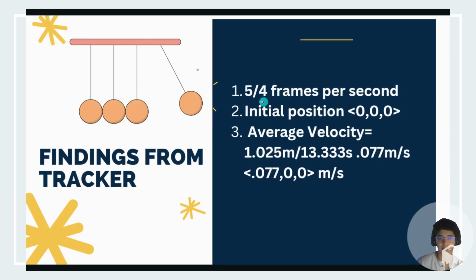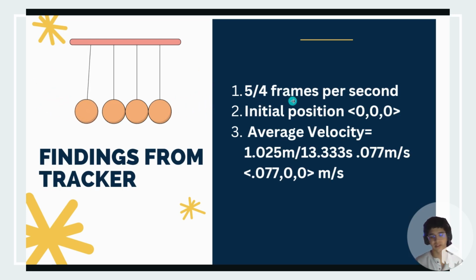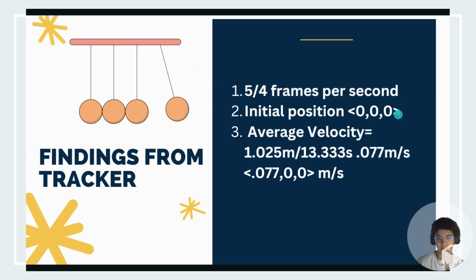So here are some findings from Tracker. We set it to 5/4 frames per second, just so that it'd be easier to select the center of mass from the marker each frame. We set the initial position to be the vector 0, 0, 0, and the average velocity was 0.077 meters per second in the x, and 0 in the y and z.